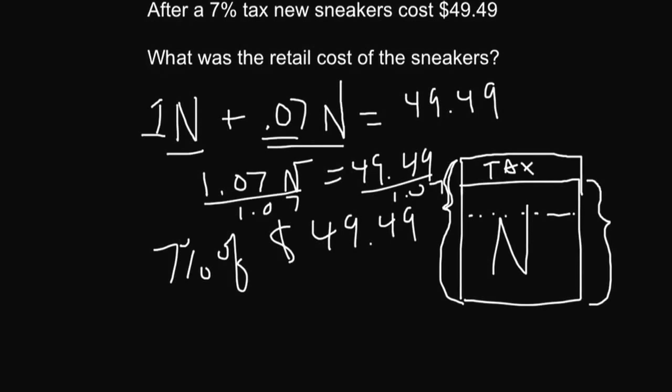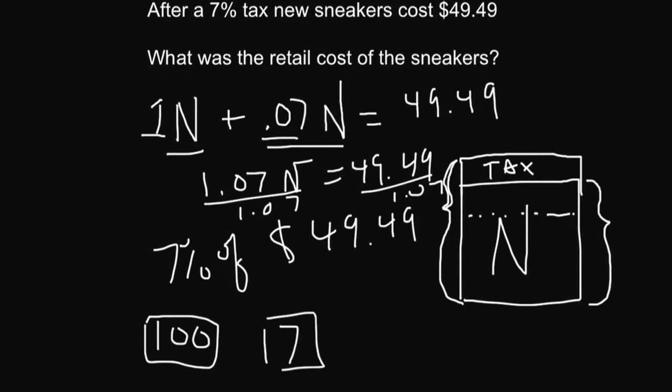Another way to think of it is if you have 100% of something and you added 7% of that something, then what you have is 107% of that something. That's why it becomes 1.07n.